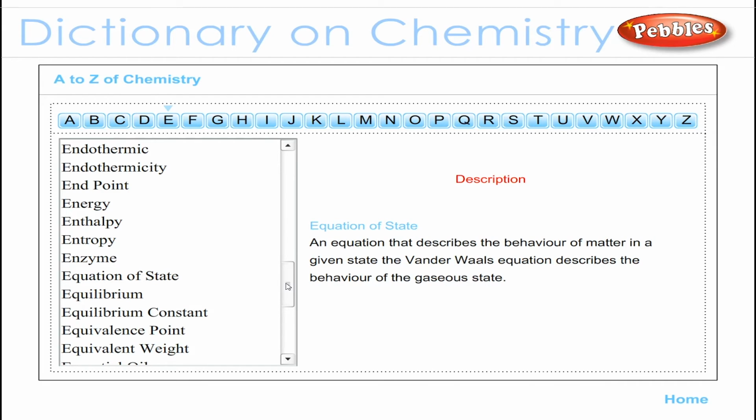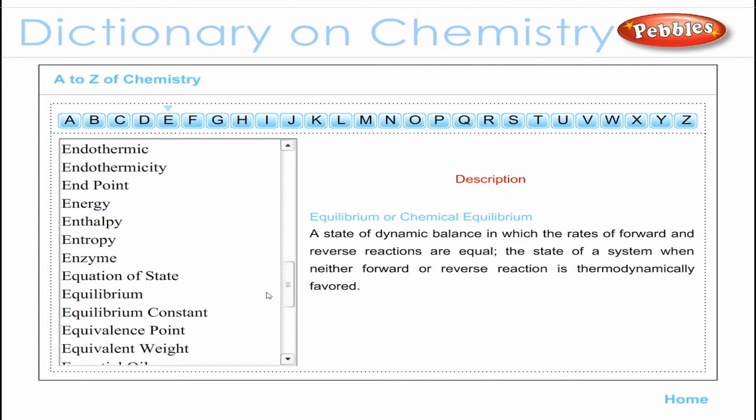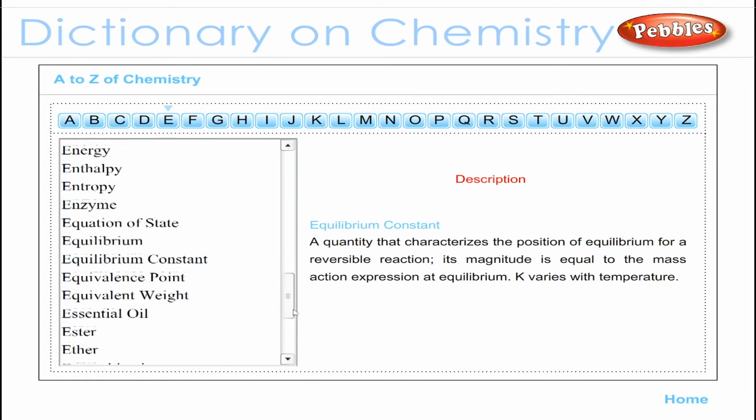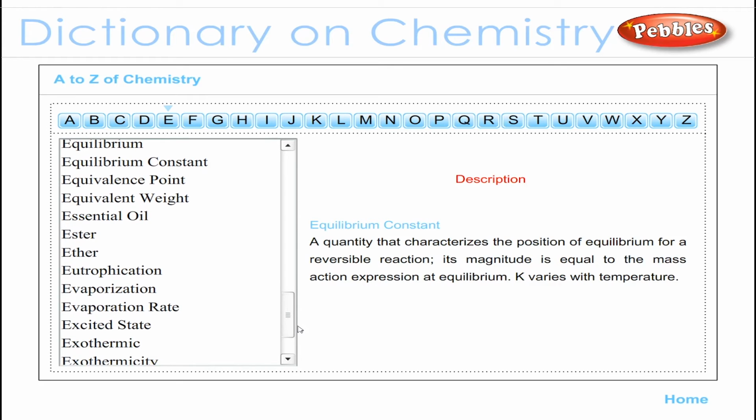Equation of state: an equation that describes the behavior of matter in a given state. The van der Waals equation describes the behavior of the gaseous state. Equilibrium or chemical equilibrium: a state of dynamic balance in which the rates of forward and reverse reactions are equal; the state of a system when neither forward nor reverse reaction is thermodynamically favored. Equilibrium constant: a quantity that characterizes the position of equilibrium for a reversible reaction. Its magnitude is equal to the mass action expression at equilibrium. K varies with temperature.